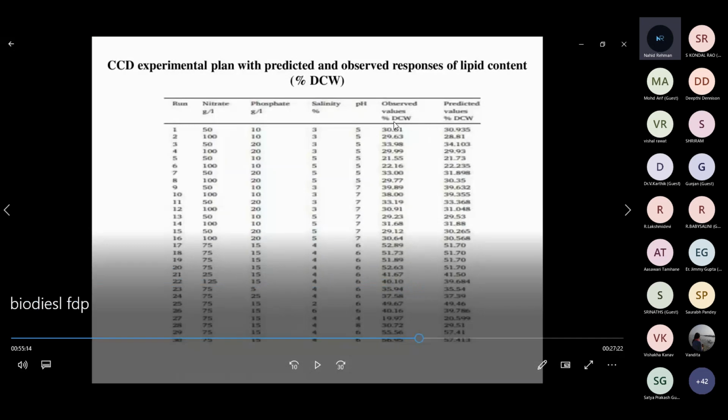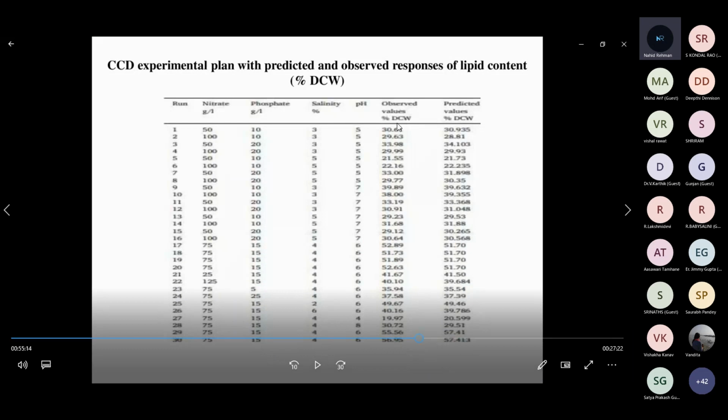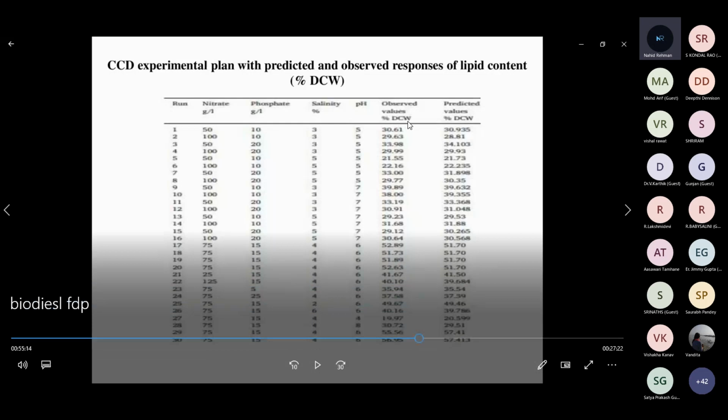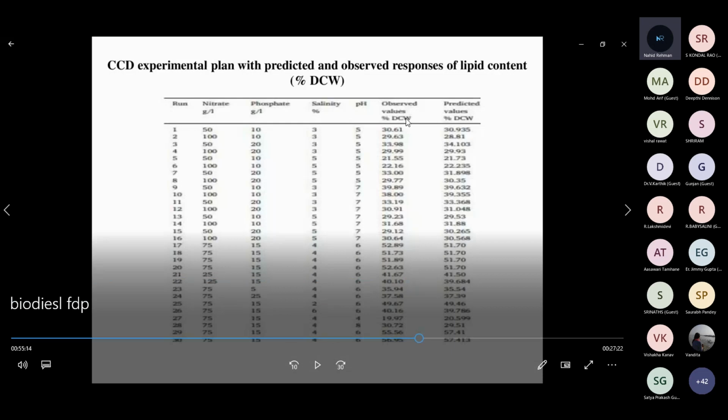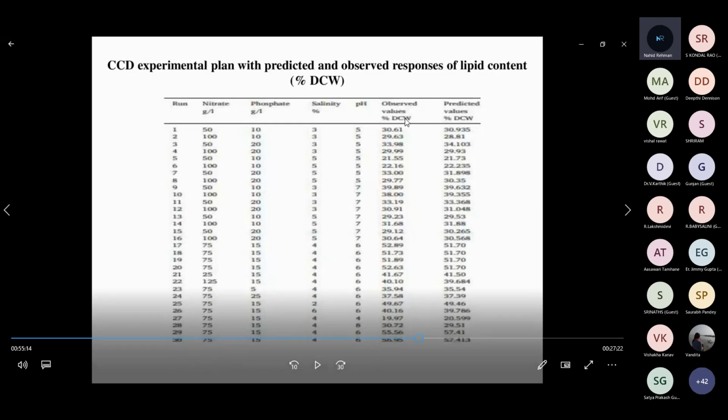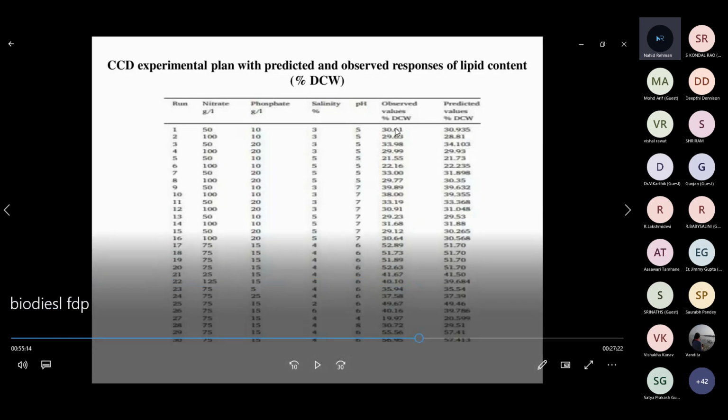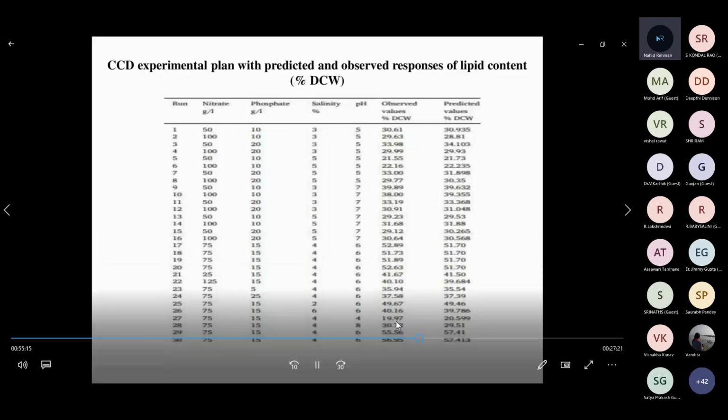So what actually your objective is to optimize the dry cell weight. More biomass means more substrate for biodiesel production or hydrogen production. In the first stage, biodiesel production. In the second stage, biohydrogen production. Okay. So here you see that this is the dry cell weight which has been achieved in different runs. In different runs you can see.